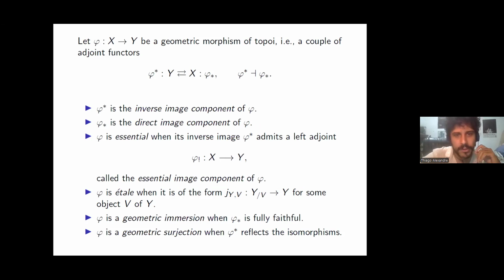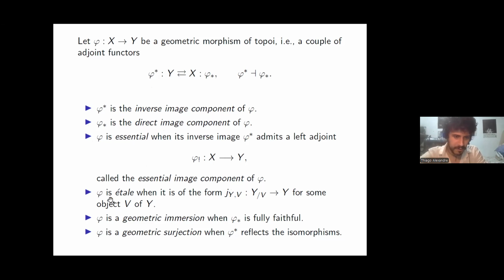Recall that a geometric morphism between toposes or topoi is a couple of adjoint functors. We have phi up star, which is the inverse image component of phi, and phi down star, which is the direct image component of phi. The geometric morphism is essential when its inverse image admits a left adjoint, which normally is denoted like this, and it's called the essential image component of phi.